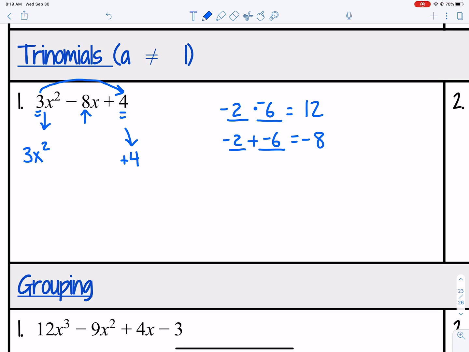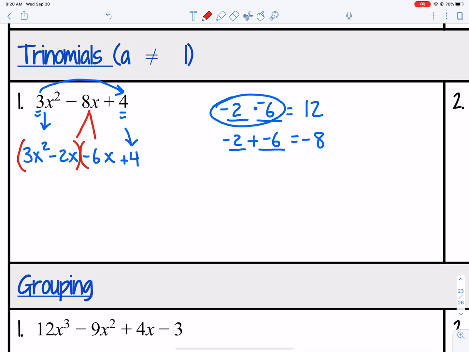And then to write them out, you want the first term, 3x squared, and the last term, the 4, to stay the same. And then you want to write the two numbers out as -2x minus 6x, because -8x is equivalent to -2x minus 6x. So we haven't changed what we're given, we just changed the way it's written so that we could factor it. And so now we want to use grouping to finish this problem.